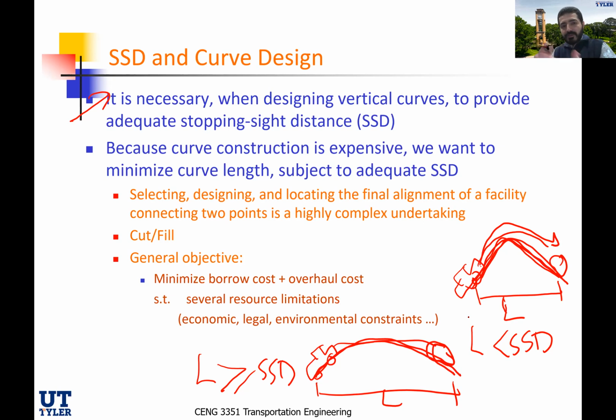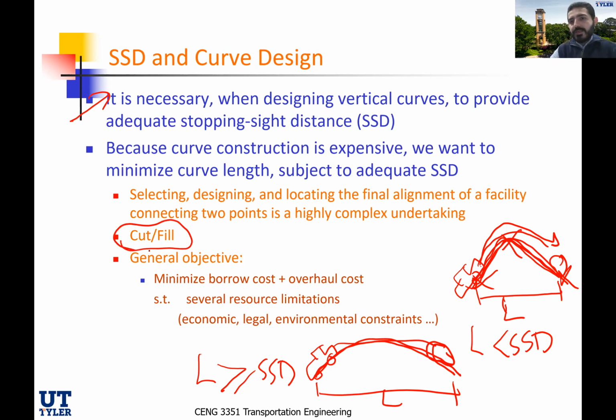So while we're doing this, we need to think of selecting, designing, and locating the final alignment of the facility to connect the two points, which is highly complex and very important. How can I connect this point to this point, to the top of that vertical line? Very, very important. Why is that? Also because it's going to affect our cut and fill.